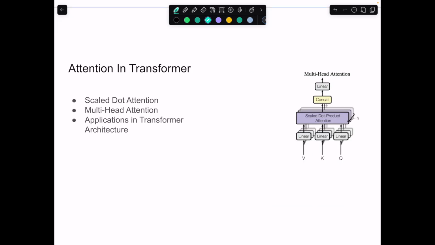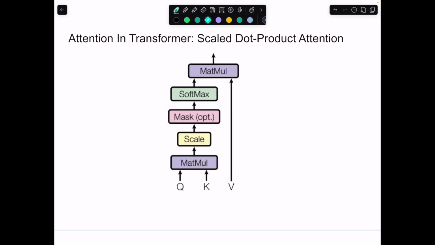Now let's dive into attention in transformers. The transformer architecture introduced 3 key innovations. Let's go through them one by one. First, scaled dot product attention. It computes attention using query, key, and value matrices. And then it uses the dot product of query and key to measure similarity. So it's here.